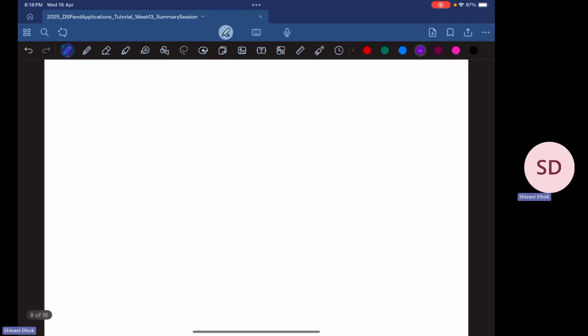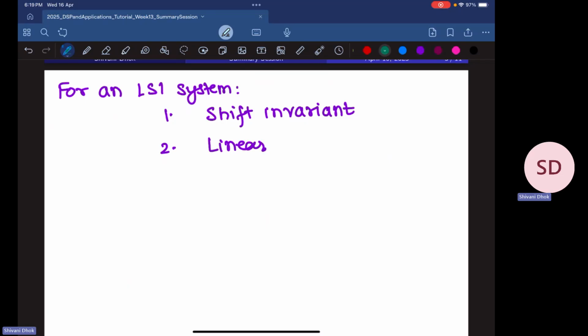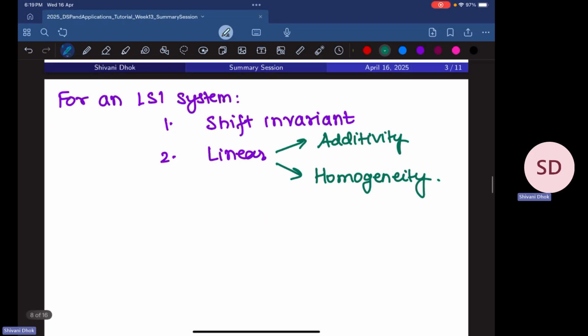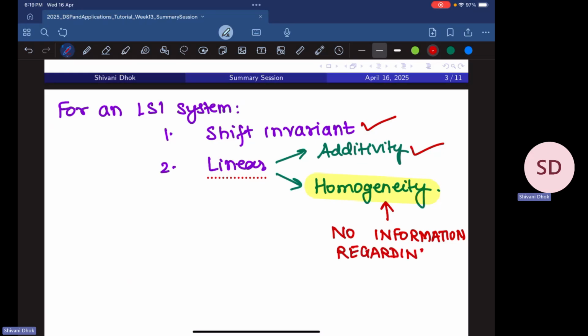But what do we mean by linear and shift invariant system? For an LSI system, it has to be shift invariant and it has to be linear. And this linearity we can break into two parts. The first part is additivity, and the second part is homogeneity. Now, in the data given to us, we know that it is shift invariant and we know that it is additive, but there is no knowledge of homogeneity given to us. This thing we don't know. No information regarding homogeneity.